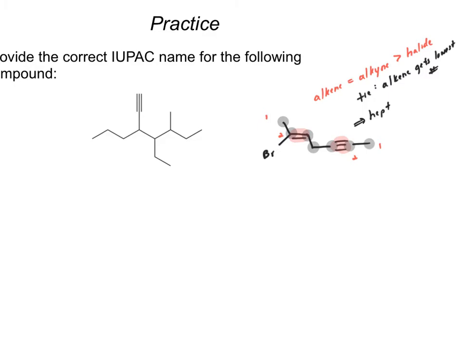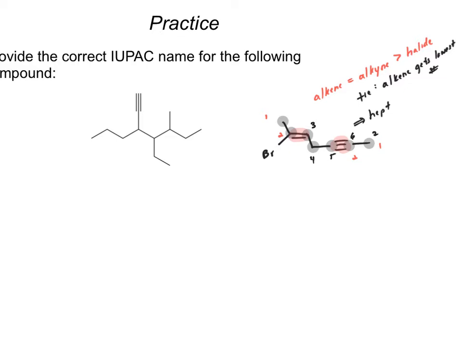Okay, so what comes next after that? We've numbered it, so we have 1, 2, 3, 4, 5, 6, 7. How are we going to start assembling this? Start adding your substituents. Also note stereochemistry. There's only one thing we have to worry about in terms of stereochemistry here. It's not the alkyne, it's not the halide, it's instead the alkene.